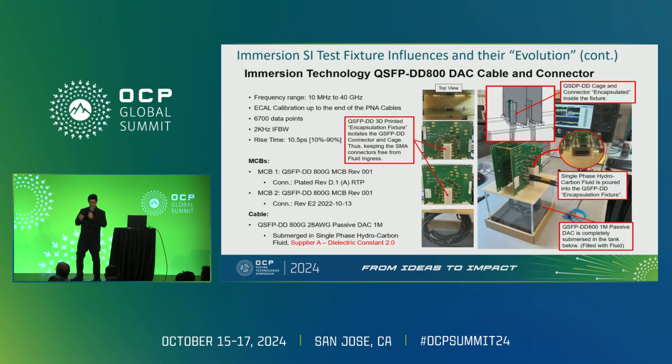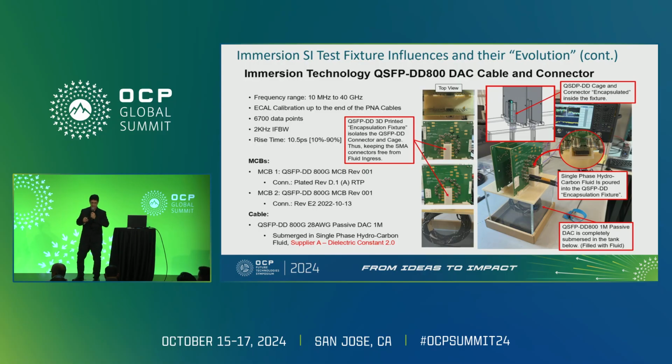Now think about that. The MCBs are inserted into the fixture, and the DAC cable plugs in from underneath. There's a pass-through. So what we did is put the fluid in the tank below, drop the entire assembly down into it, and then seal everything off with the same type of epoxy, or more of a silicone. We let it cure about 24 hours. So now we have a sealed environment where only the DUT is in the fluid.